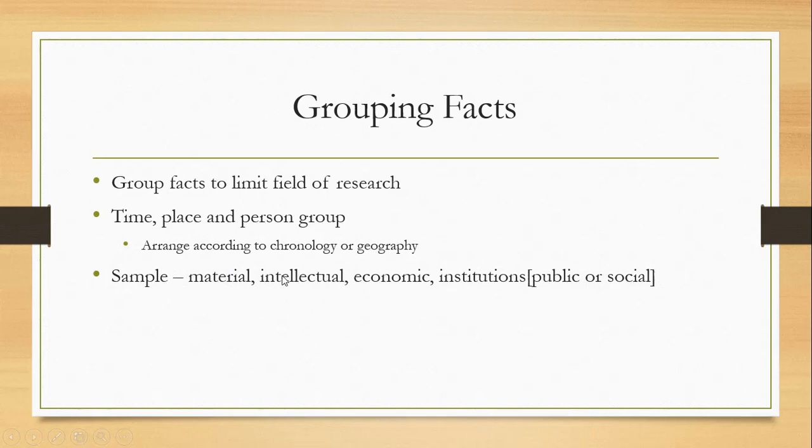Okay, intellectual. What is intellectual? Intellectual means ideas. So you can group all the growth of man's mind in language, science, music, religion. Whatever facts you get about philosophy, morals, all that can be grouped under an intellectual category. Okay. Economic. What is economic?